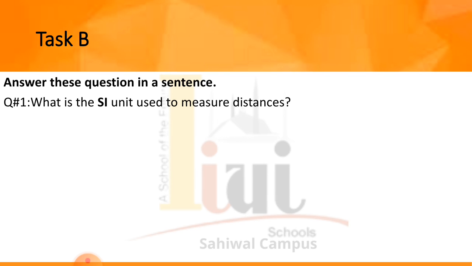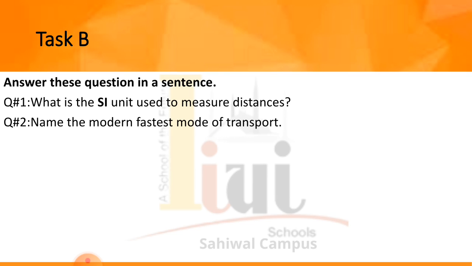Question number 1: what is the SI unit used to measure distances? Question number 2: name the modern fastest mode of transport. Question number 3: express 3.46 meter length in millimeter unit. So you have to change 3.46 meters into millimeters.